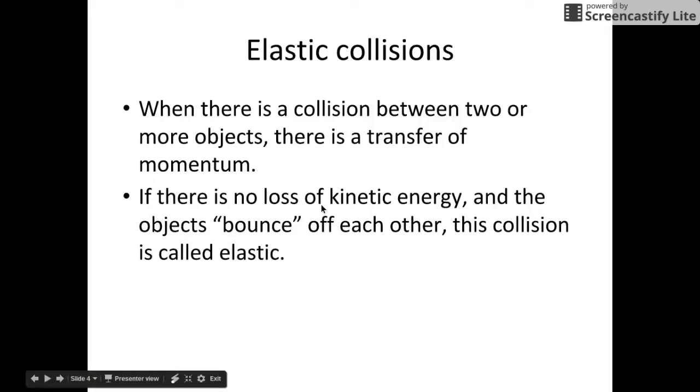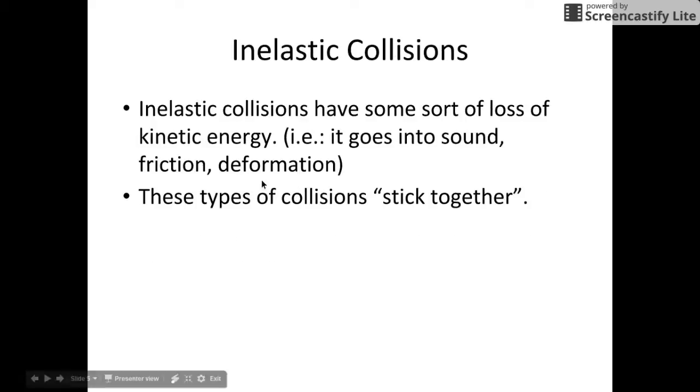Elastic collisions. We talked about there being two different types of collisions. One is an elastic collision, the other one is inelastic. An elastic collision is when there's a transfer of momentum and there's no loss of kinetic energy. I'm going to use a simulation to represent that for you. But there's no loss of kinetic energy, so the objects basically bounce off of each other. This collision is called elastic. Inelastic collisions then have some sort of loss of kinetic energy, meaning that energy goes into sound, friction, or into deforming the two materials.